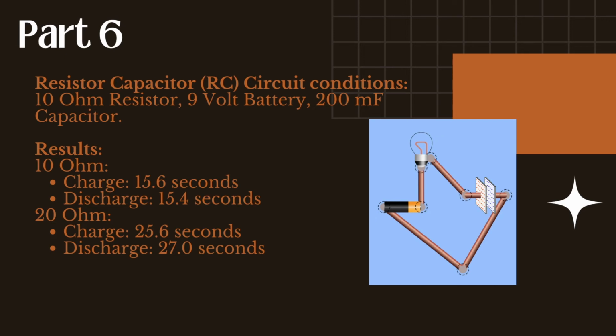According to these values, it's evident that the greater resistance allows for a greater amount of time for the potential difference in voltage to decrease and for the current to reach zero.